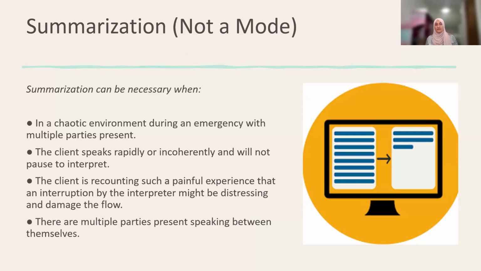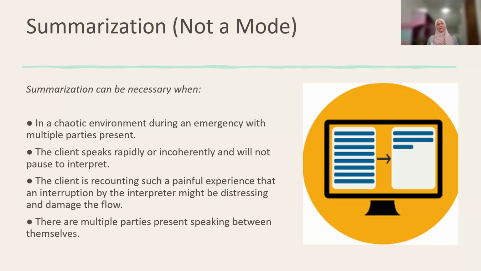We spoke about summarization, that it's not a mode, but sometimes it's allowed. So these are some cases where we can go over where summarization can be utilized by an interpreter: in a chaotic environment during an emergency with multiple parties present. It's really hard to imagine how the interpreter would be able to manage all this. So imagine a very critical emergency scenario where a lot of people are speaking and the client is disoriented, speaking non-stop. This is a case where the interpreter can use summarization.